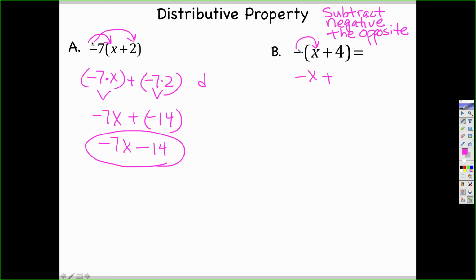Then we have a plus sign. Now I'm going to distribute the opposite again. So the opposite of +4 is -4. And D for distributive property, that's how I got here.